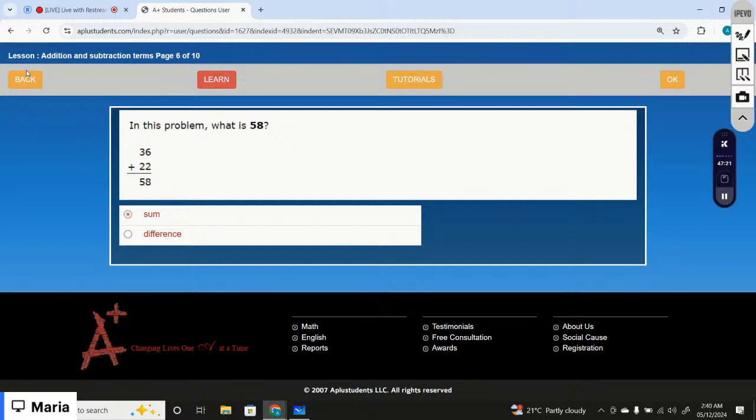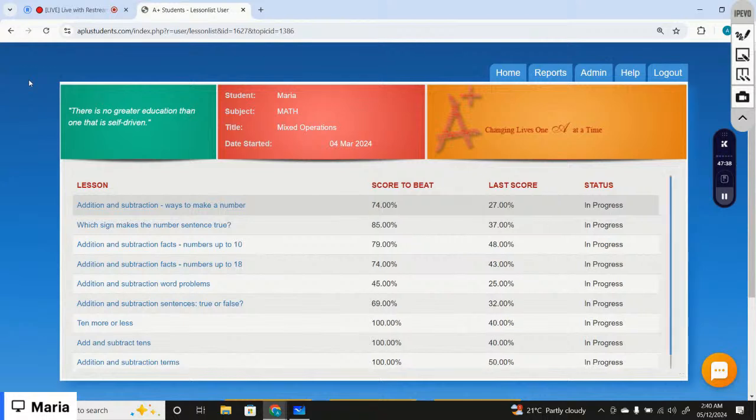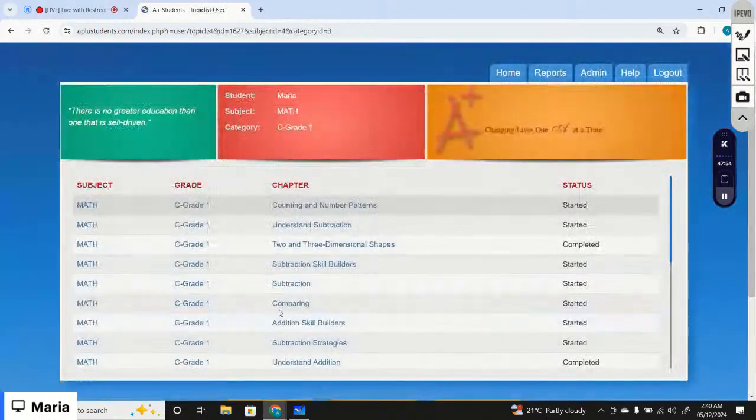So we were working on grade 1 math. The chapter we were working on is mixed operations. The lessons we have covered today are addition and subtraction sentences true or false, 10 more or less, add and subtract tens, addition and subtraction terms. Please make sure before the next session you complete all the practice questions for the lessons we just did. That is your homework until next session.